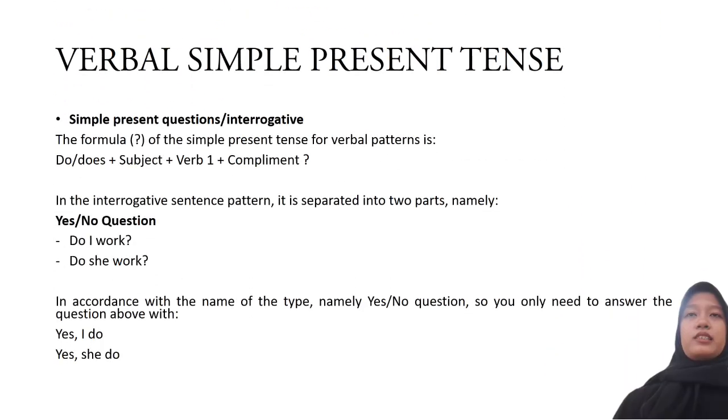Verbal simple present tense for simple present question or interrogative. The formula of the simple present tense for verbal patterns is do or does plus subject plus verb 1 plus complement. The interrogative sentence pattern is separated into two parts, namely yes or no question. Do I work? Does she work? In accordance with the name of the type, yes or no question, you only need to answer the question above with yes I do, yes you do.